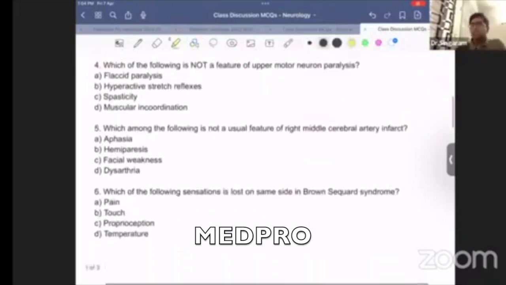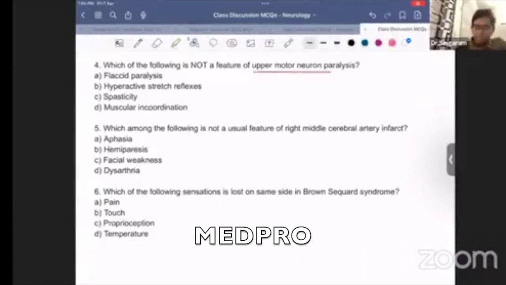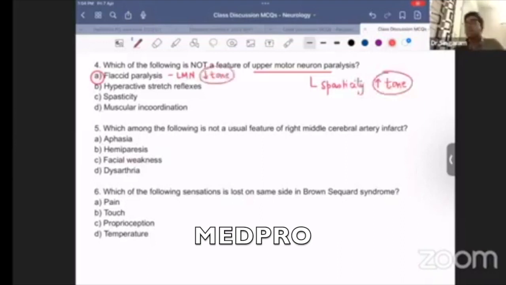Next one is a very quick, easy, straightforward question. Which of the following is not a feature of UMN paralysis? We have just discussed UMN paralysis. Flaccid paralysis is a feature of what, UMN or LMN? It is a feature of LMN, not UMN. In UMN, you will have spasticity, or increased tone. Only in lower motor neuron lesion do you have decreased tone, which manifests as flaccid paralysis.